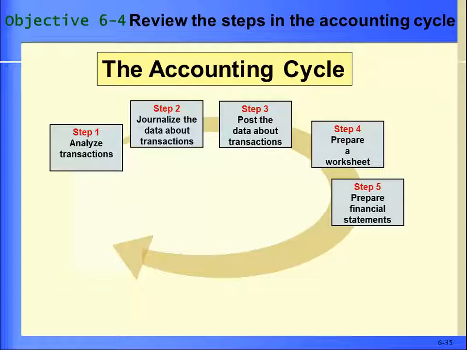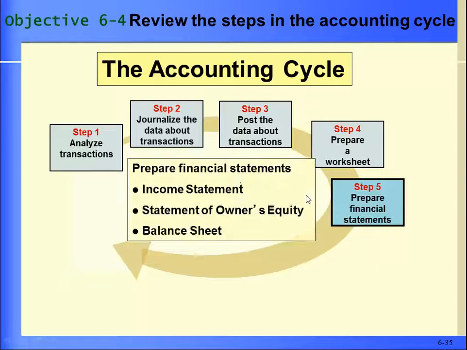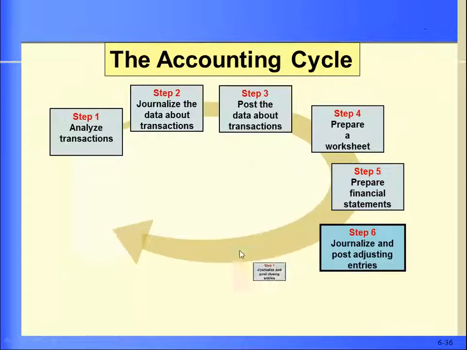So objective 4, the last objective of the chapter. Step 5, we use the worksheet to prepare our financial statements. Those financial statements are the income statement, which we prepare first to get net income. Then we use that net income to prepare a statement of owner's equity. The last figure on the statement of owner's equity should be the ending balance for that period, and we're going to use that for the balance sheet. So for any homework problems, know that this is always going to be the same: income statement first, statement of owner's equity second, and last, balance sheet.